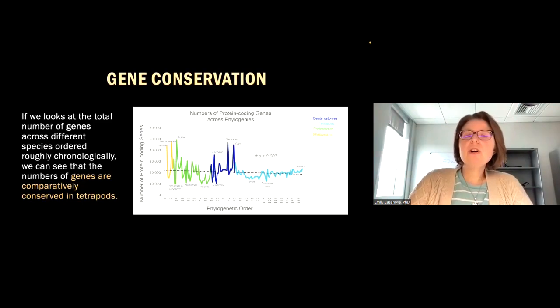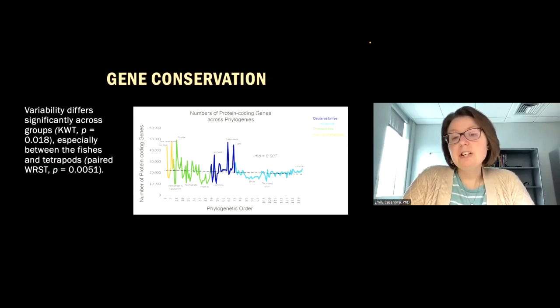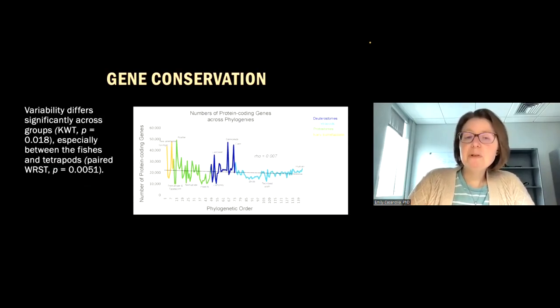So we're going to talk about other aspects of gene conservation also through this lecture. So we do see some significant variability. And as I said, in the tetrapods, we have a pretty minimal variability in terms of the total numbers of genes that we have in our genome compared to our cousins, the fish, which have some pretty significant variability. You can see, look at those spikes. They're pretty exaggerated.